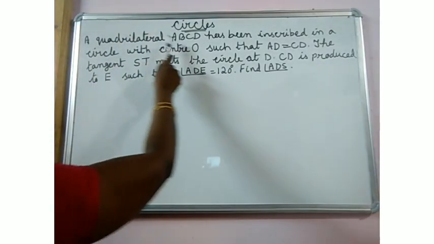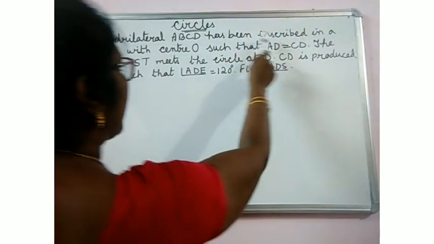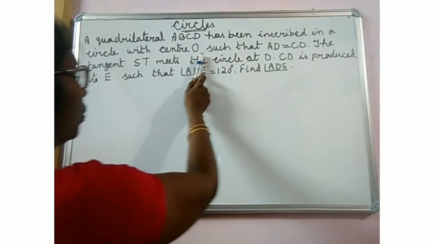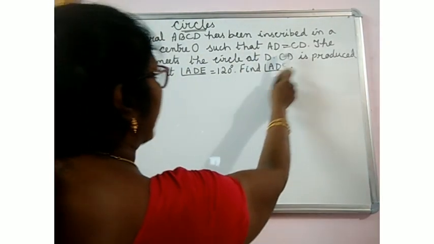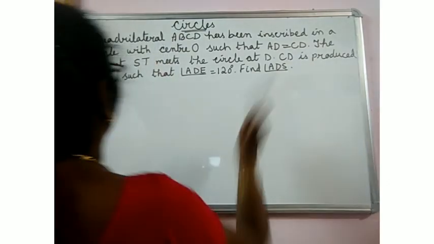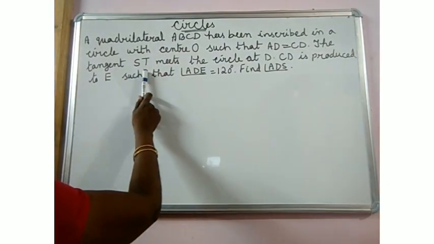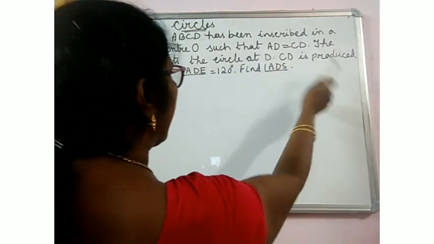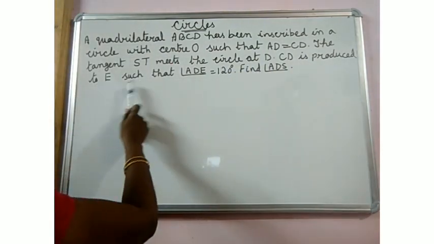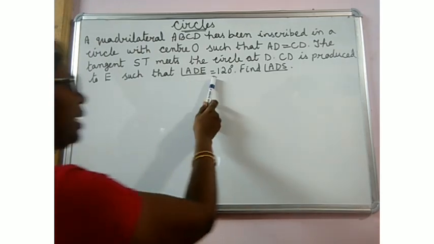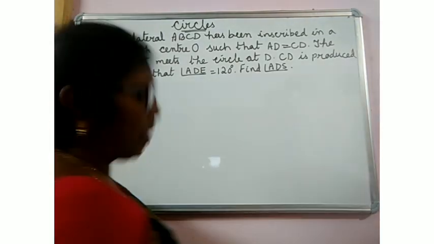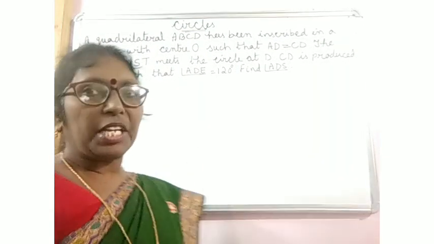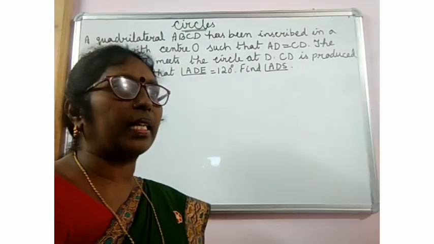A quadrilateral ABCD has been inscribed in a circle with center O such that AD is equal to CD. The tangent ST meets the circle at D. CD is produced to E such that angle ADE is 120 degrees. Find angle ADS. If we read like this, we won't understand anything.